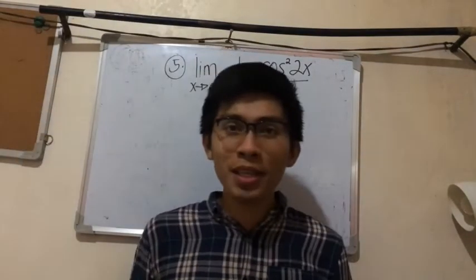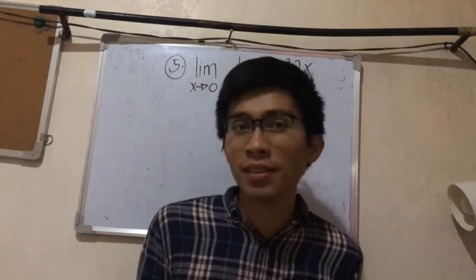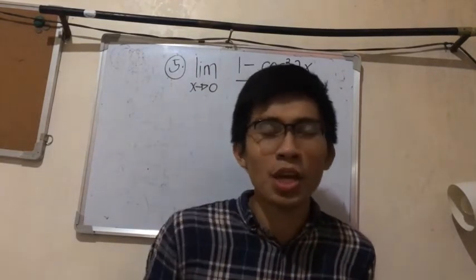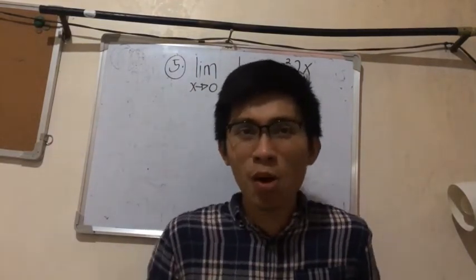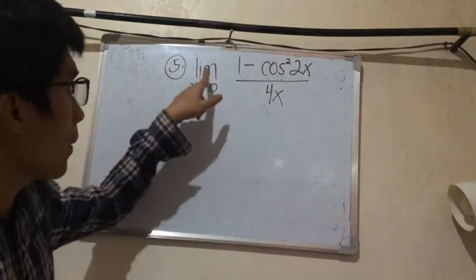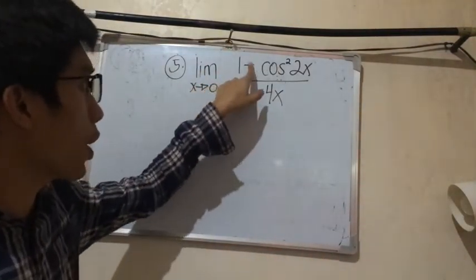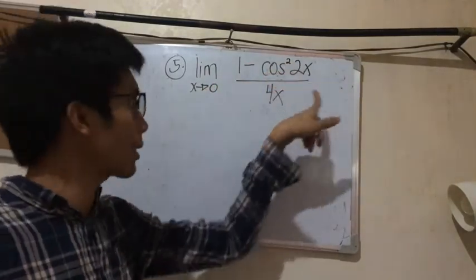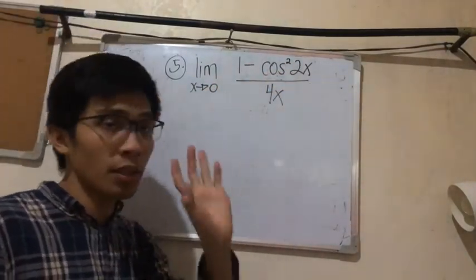Okay, hello everyone. This is the last example for this video, including the special limit of limit theorem. So this is how we solve everything. So my example number 5 looks like this. The limit of 1 minus cosine squared 2x all over 4x as x approaches 0.